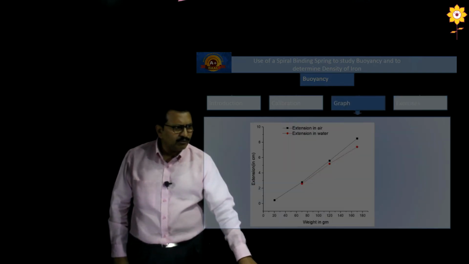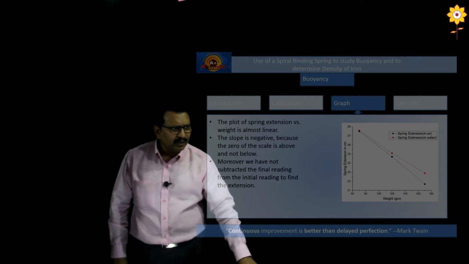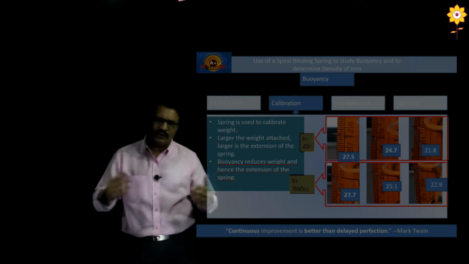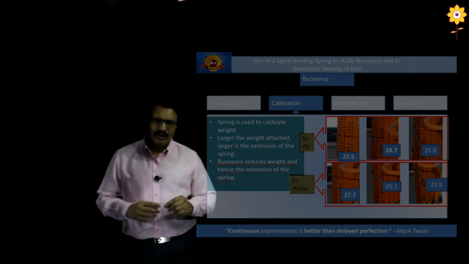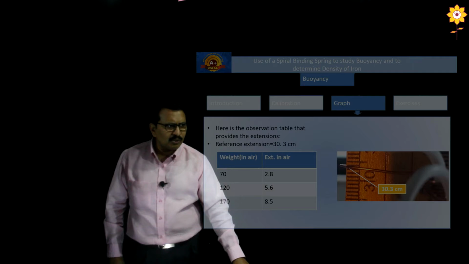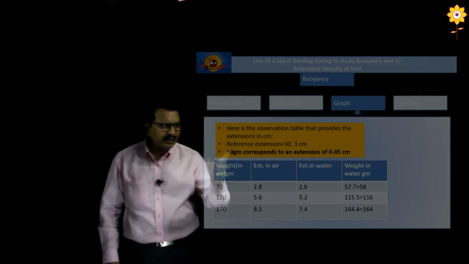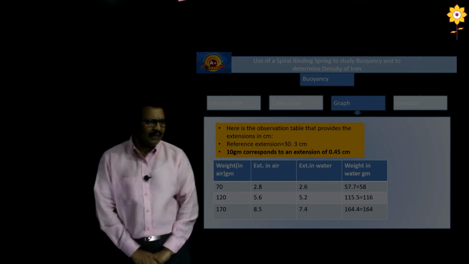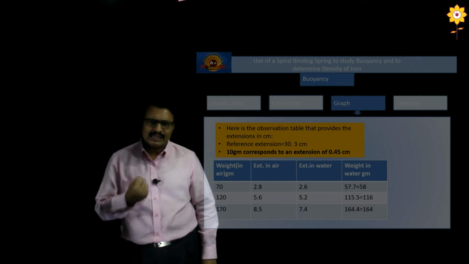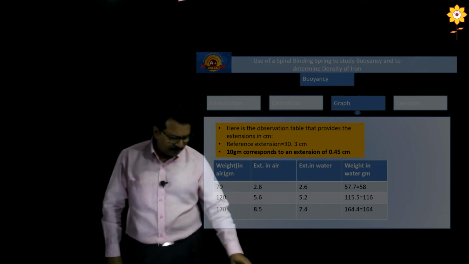So let me go back for a minute. These are the values that we obtained from here. We averaged them out and found what every 10 grams corresponds to, and the 10 grams of extension that we reported corresponds to around 0.45 centimeter. So that's the way we calibrated our system.